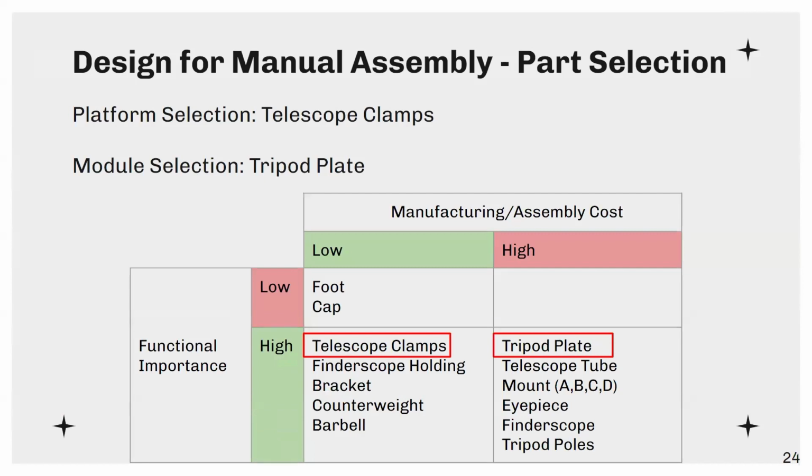From the quad chart classification, we chose the telescope platform part and the tripod plate module part to redesign for. This was chosen because of the high importance of the product. We saw the opportunity in both parts for simplification that would reduce the overall cost and reduce the assembly time. This is especially important in the tripod plate, which has the largest assembly time of all parts.